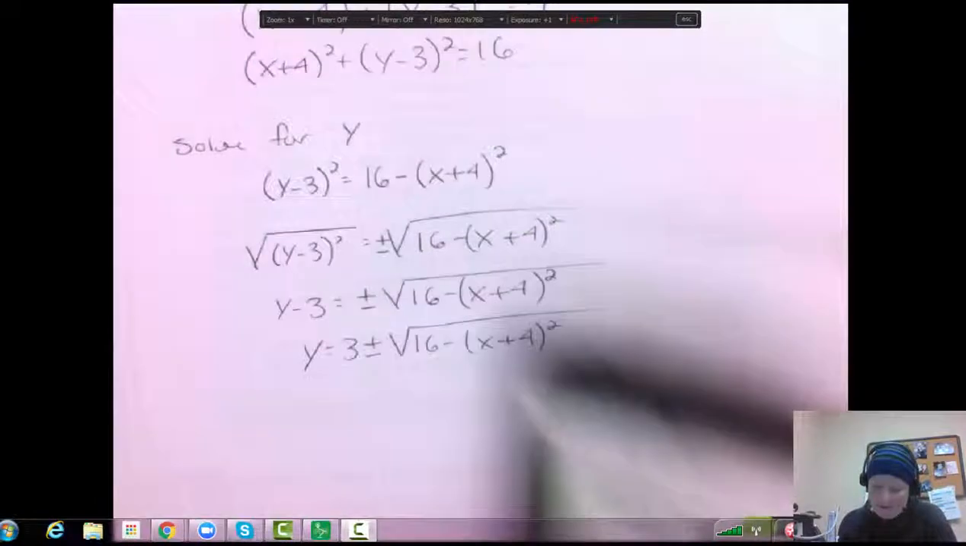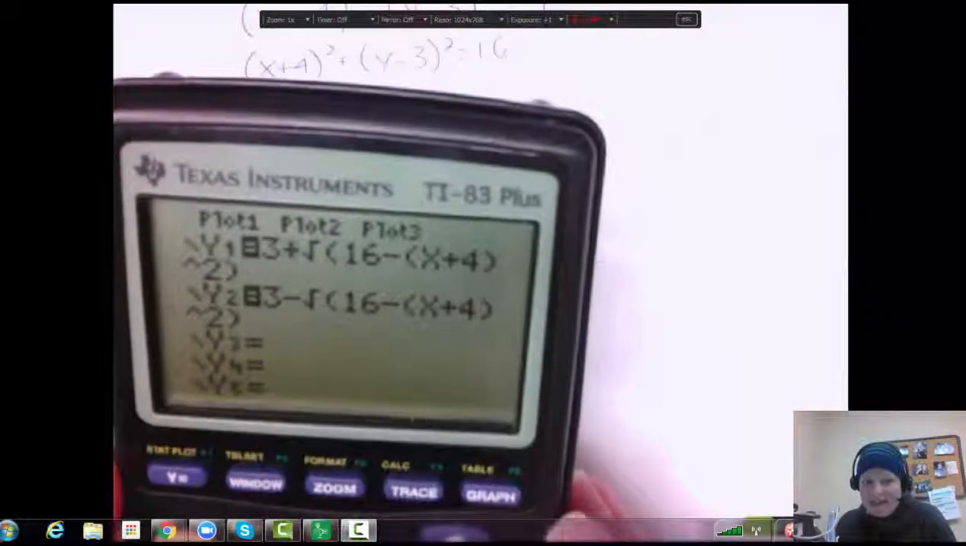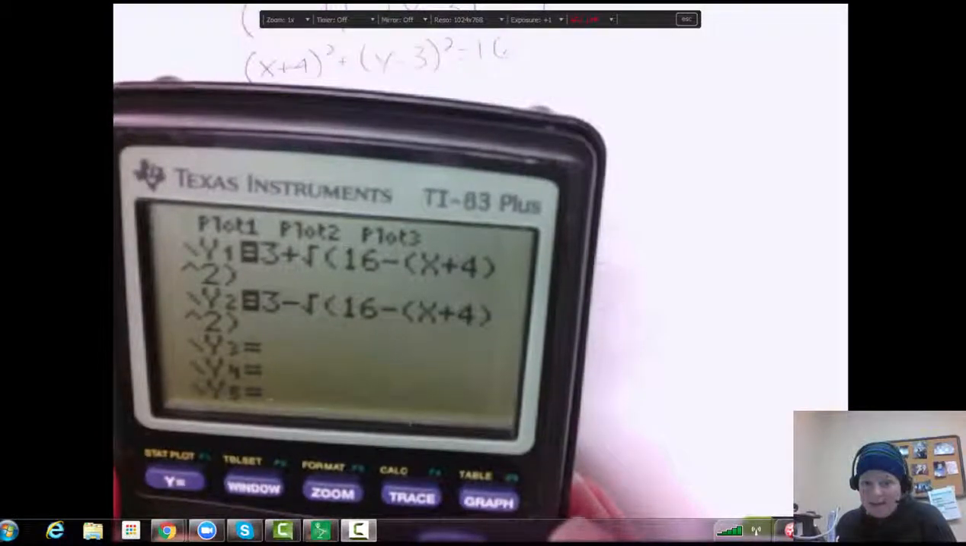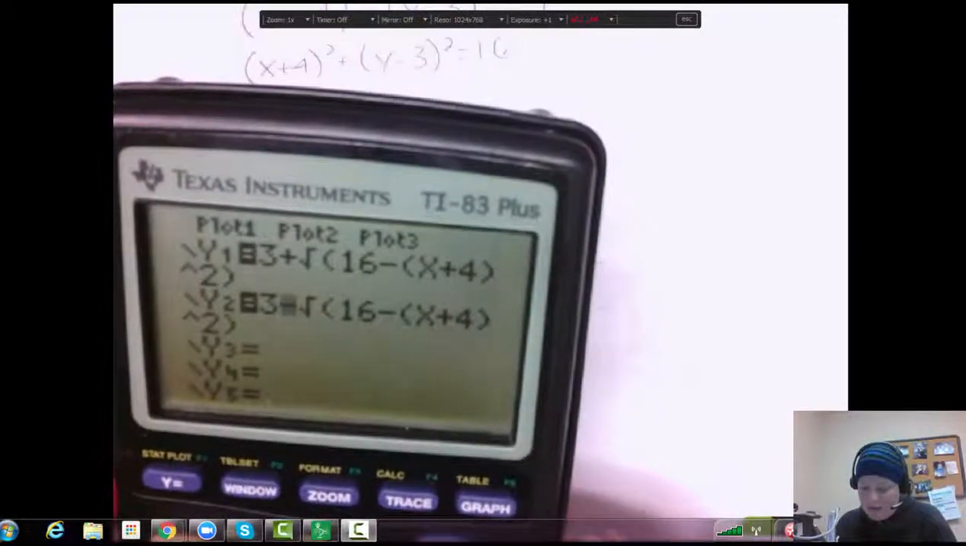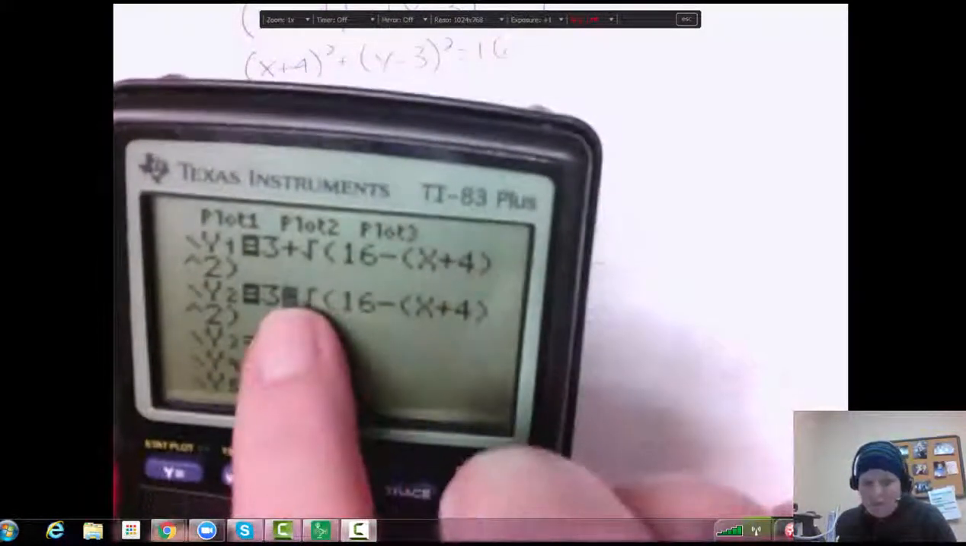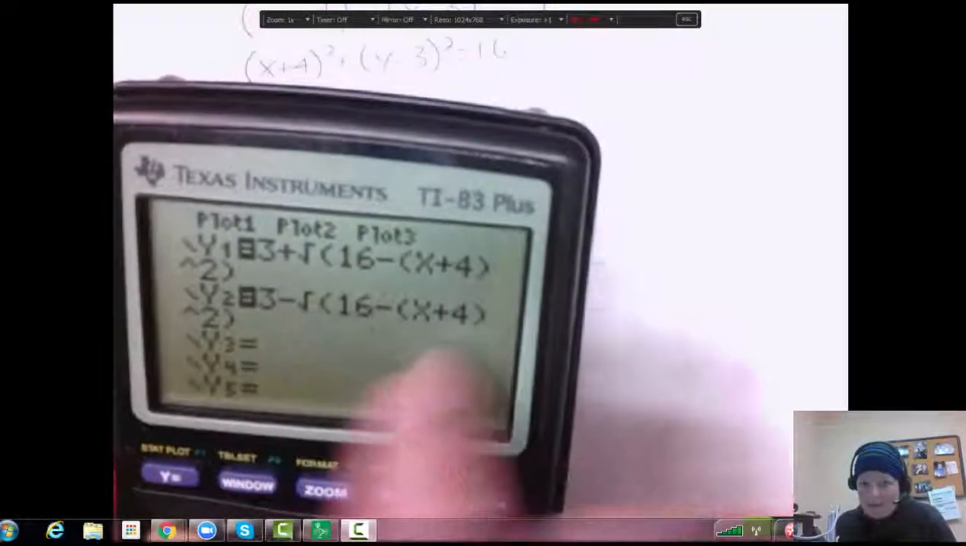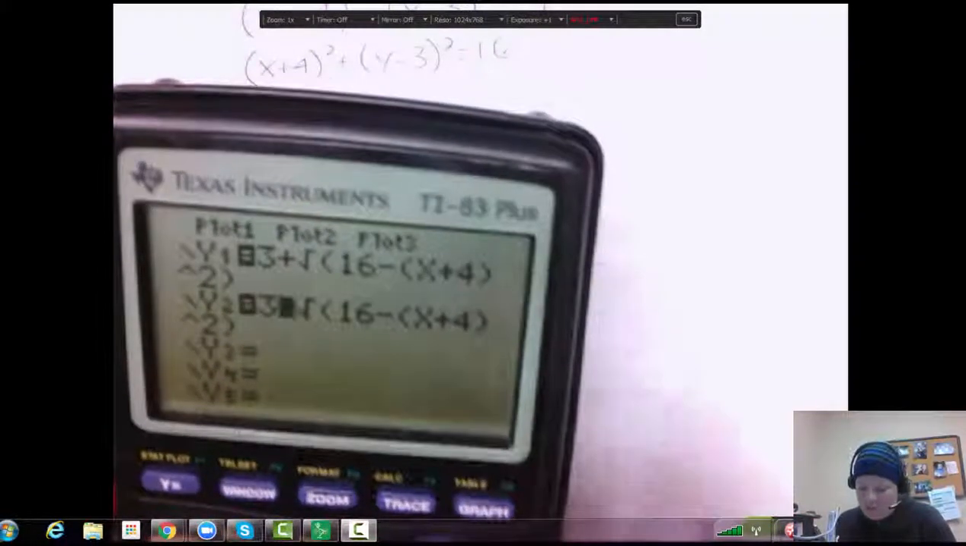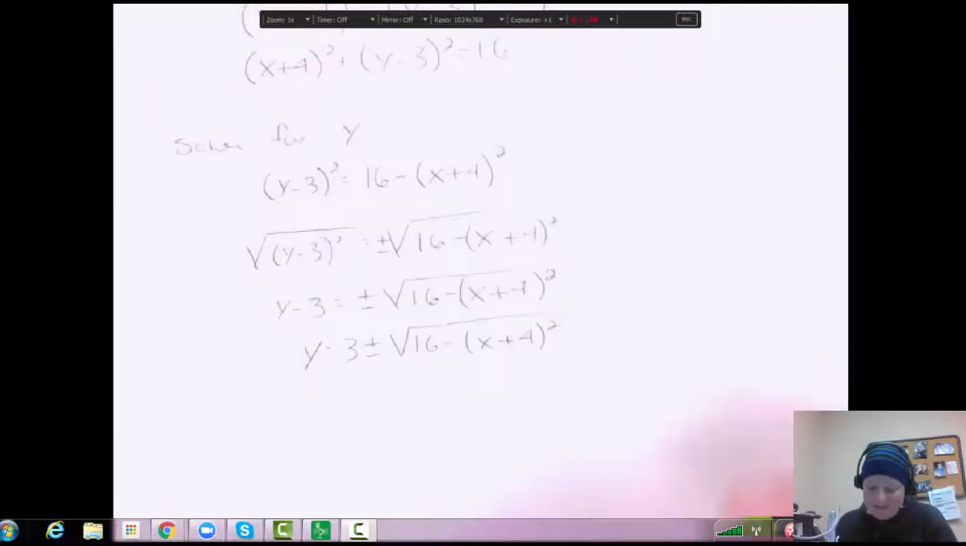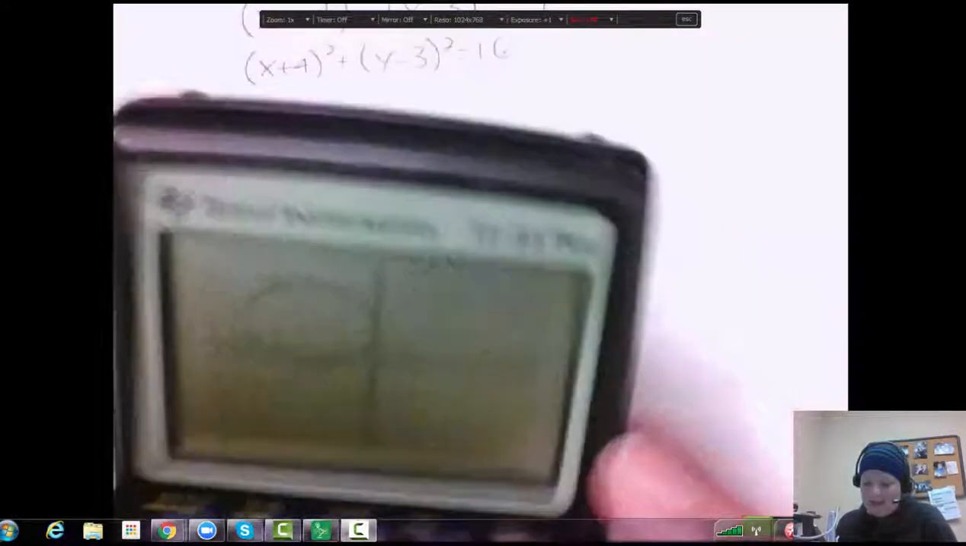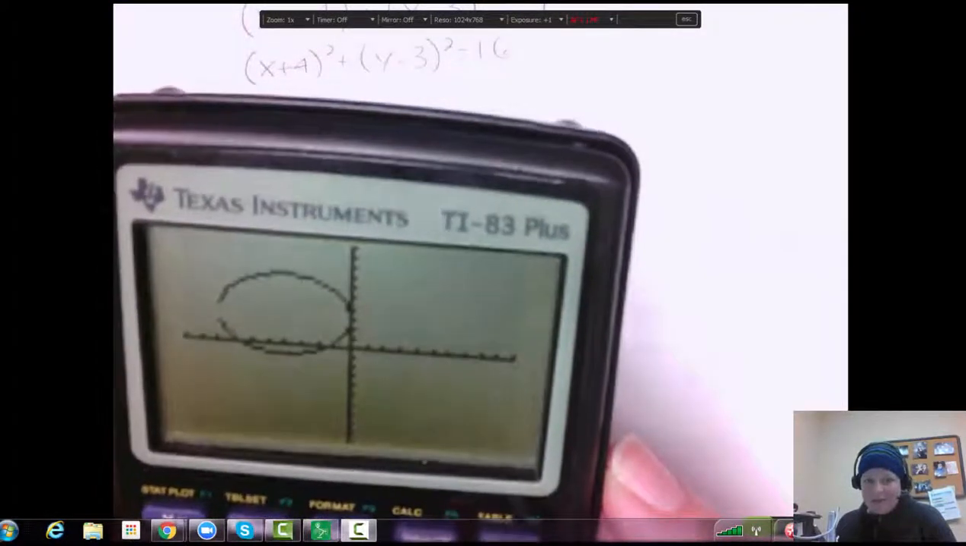I actually have already done it. I did 3 plus, and then in the next line 3 minus everything that you saw there, 16 minus. Now make sure with the square root that you have a parenthesis around that whole big section that we were square rooting. You don't have to simplify it any further. I just hit graph and there it is. So it's not super pretty.